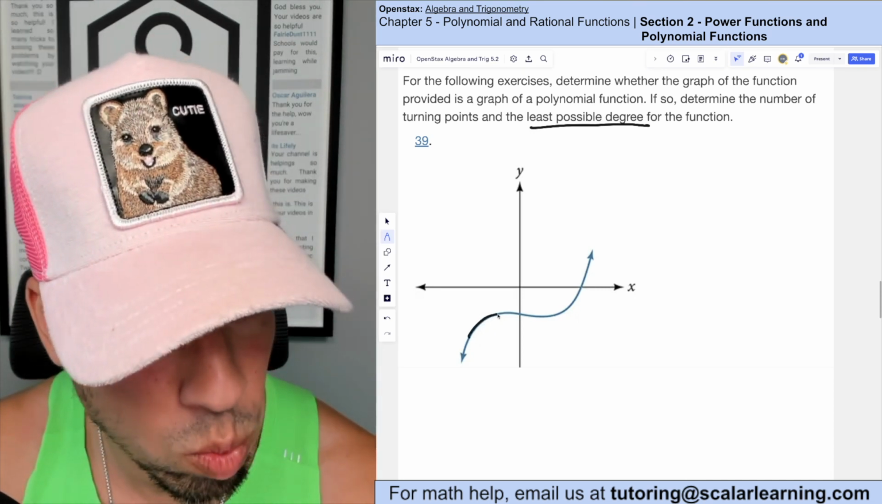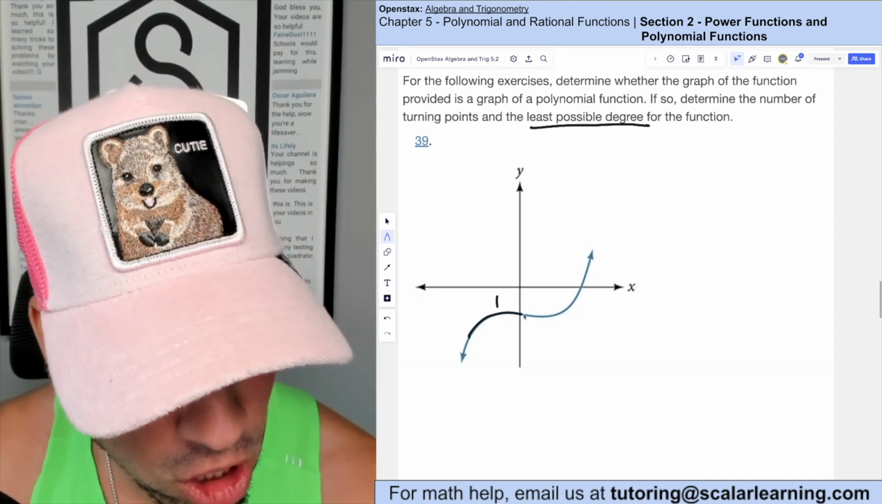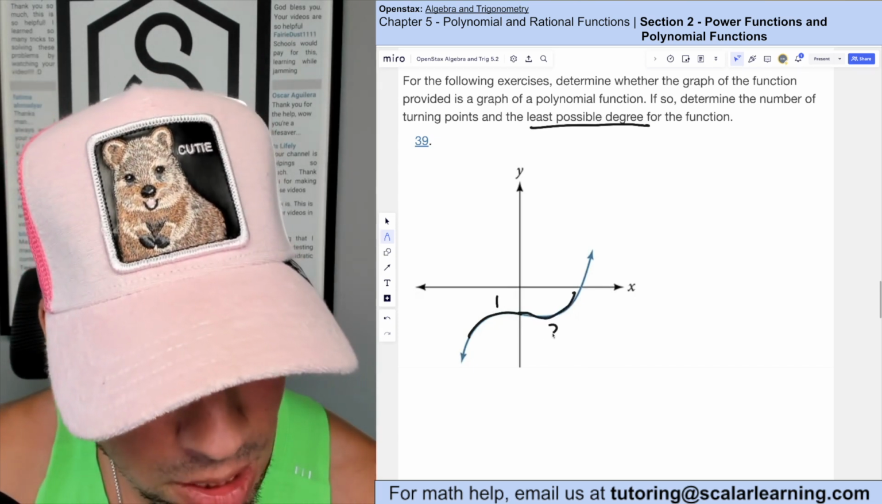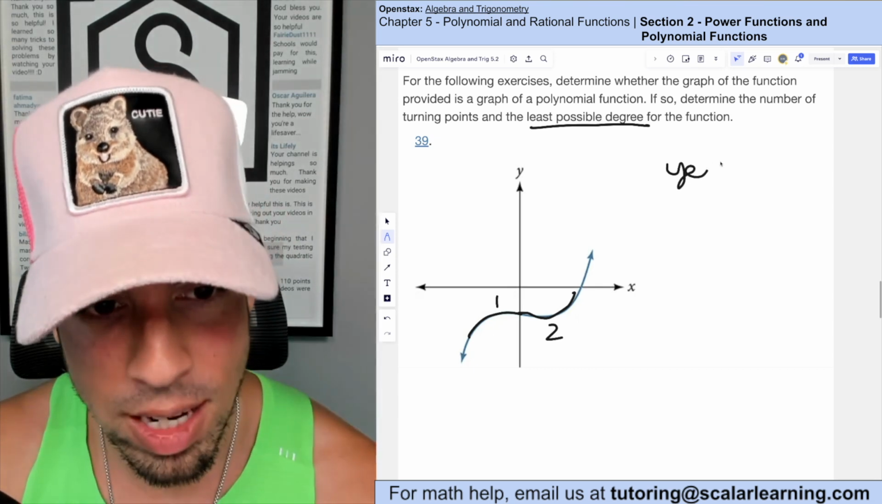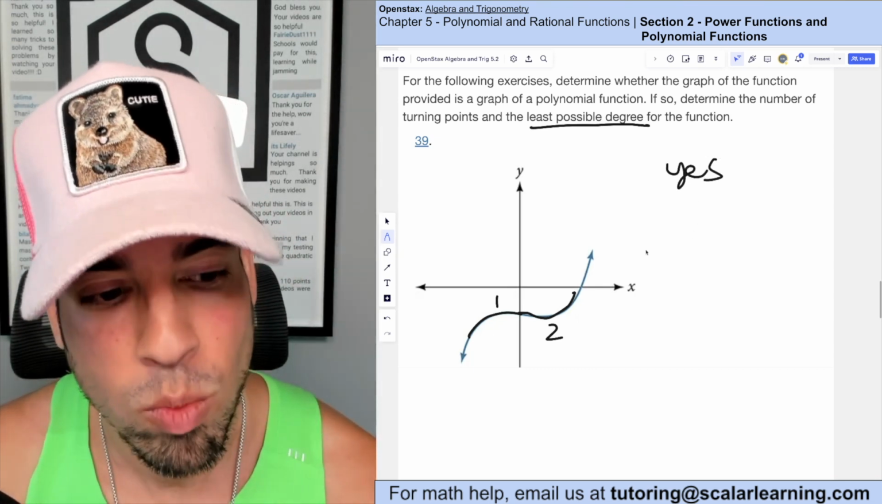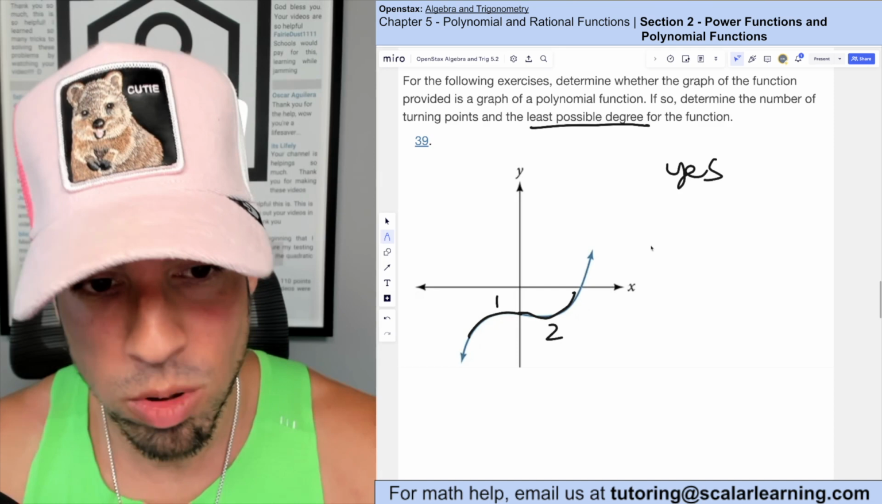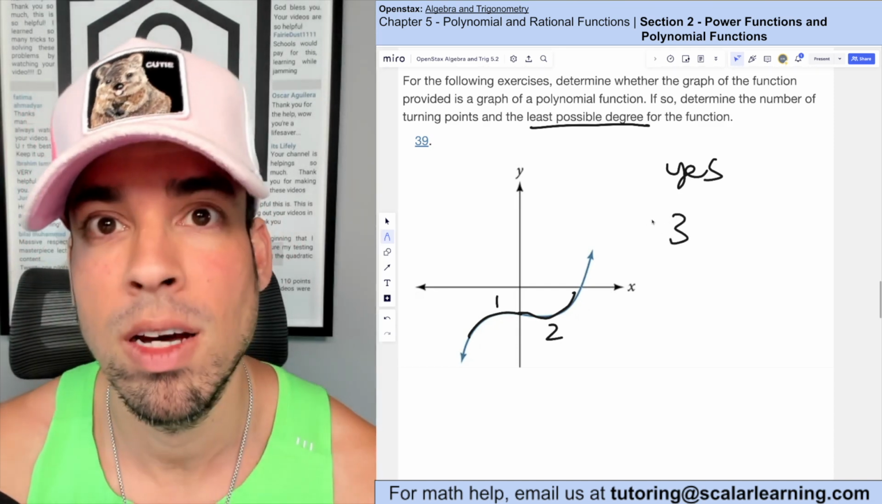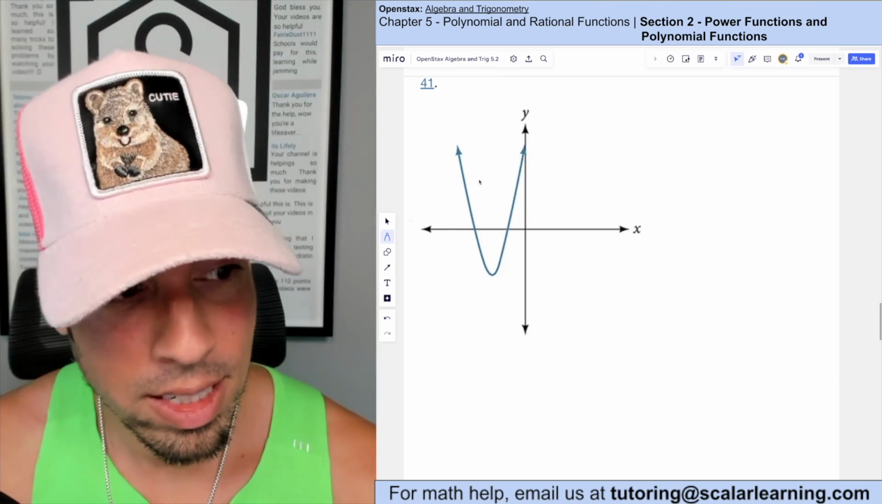So I see 1 turn right here, and it's just barely a 2nd turn, right? You can see it just dip down a tad bit and then goes up again. So that's 2 turns, which means I would say, yes, this is a polynomial with a minimum of, again, 1 more than the number of turns, aka a least possible degree of 3. Boom, done.